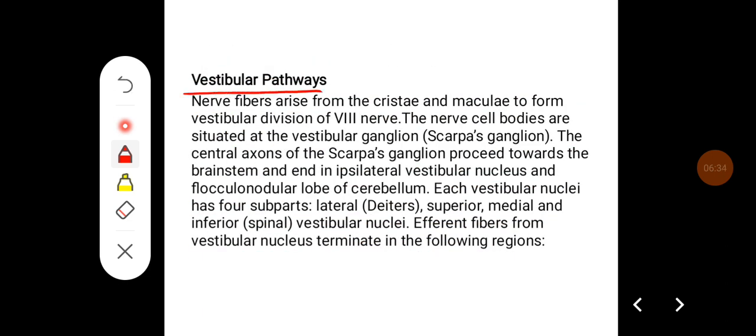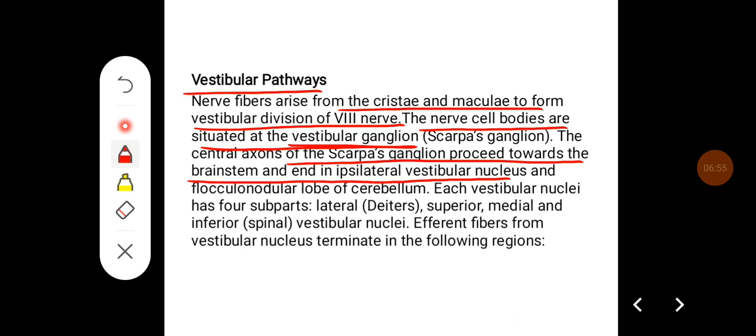Coming to the vestibular pathways, nerve fibers arise from the cristae and maculae to form the vestibular division of the 8th cranial nerve. The nerve cell bodies are situated in the vestibular ganglion, which is also called Scarpa's ganglion. The central axons of the Scarpa's ganglion proceed towards the brainstem and end in the ipsilateral vestibular nucleus and the flocculonodular lobe of the cerebellum. Each vestibular nucleus has 4 subparts: lateral, which is also called Deiters' nucleus, then superior, medial and inferior, which is also called spinal vestibular nucleus.